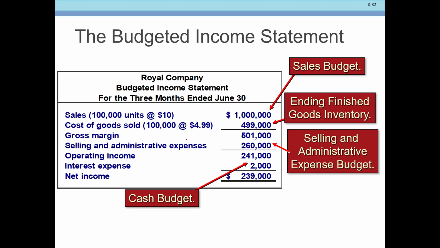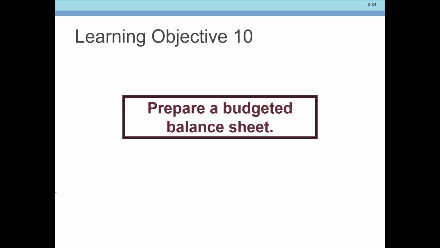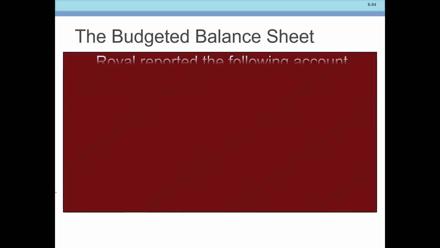Minus cost of goods sold, which is the inventory that we sold, the 100,000 units, multiplied by the cost per unit that we calculated before, gives gross profit. Minus selling and administrative, again from the selling and administrative expenses, equals operating income. Minus interest expense, which came from the cash budget, gives net income, which is 239,000, based on the sales that we have made before. What about the budgeted balance sheet?